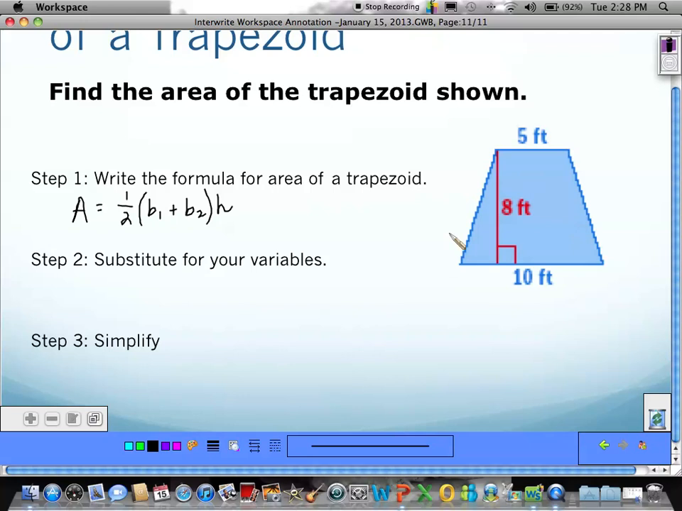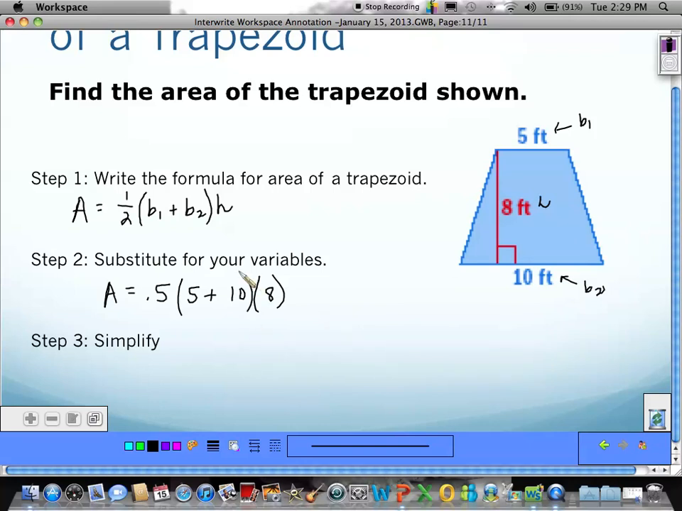All right, so here's my picture. We're going to call this one base 1 and this one base 2. And this is my height. So we're looking for the area. So now we're going to substitute in area equals, and I'm going to use 0.5 just because it's easier to multiply that way. 0.5 times base 1 is 5 plus base 2 is 10 times the height, which is 8.